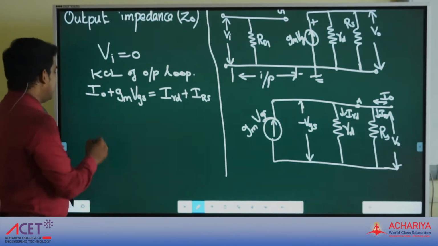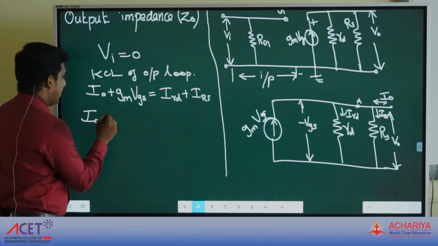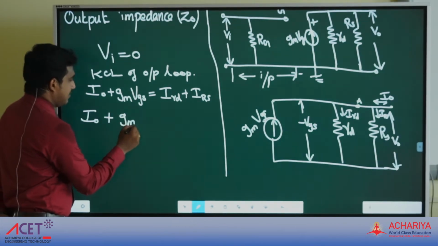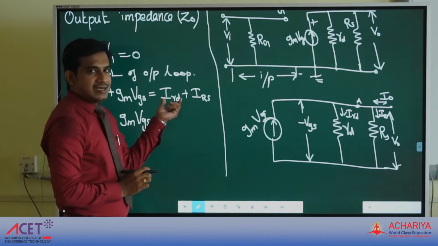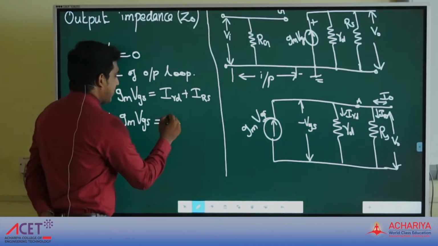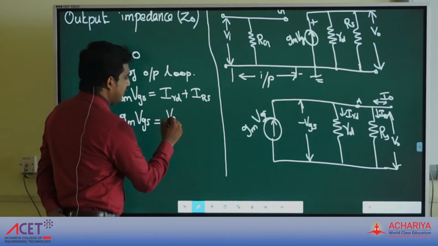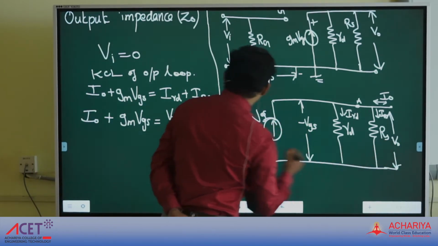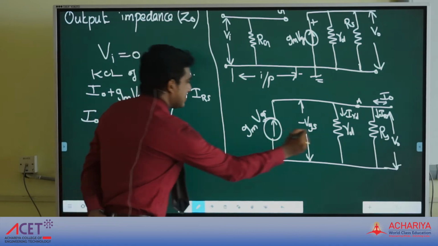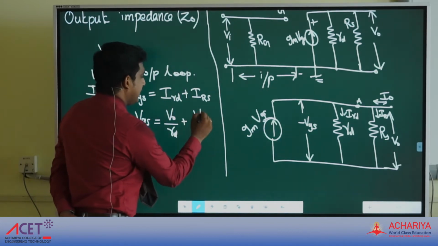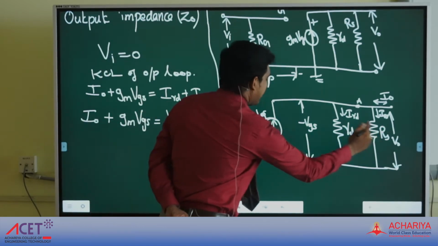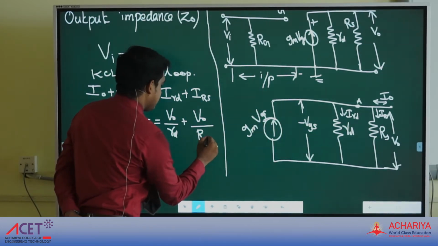Next, we can write this equation as I0 plus GM VGS. Now we can replace IRD using Ohm's law, voltage divided by resistance. Voltage here is V0. RD is V0 divided by the resistance small rd, plus V0 again V0 divided by the resistance Rs.